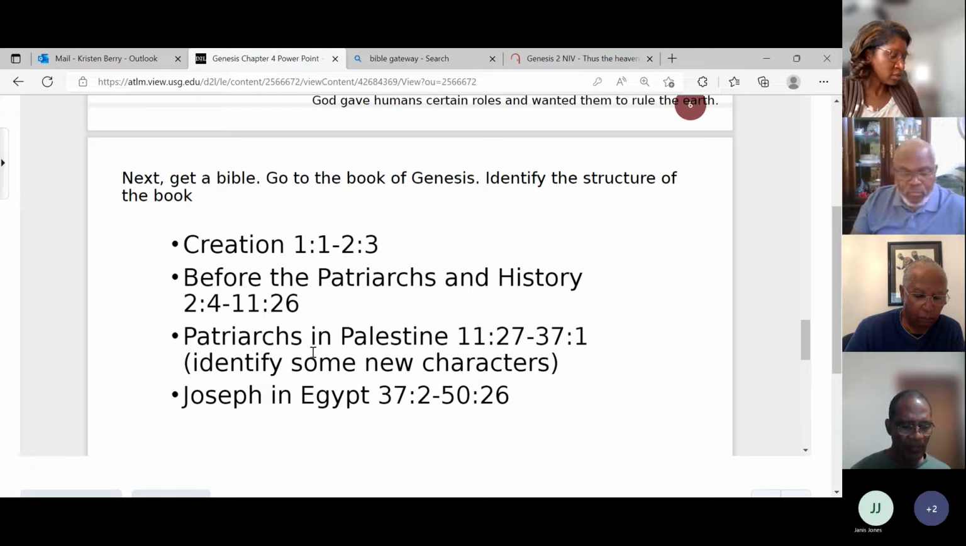And so you're going to see these stories continue with Joseph all the way down, go down to the end of the book to Genesis 50. What happens with Joseph? We're just looking for structure. What happened to Joseph at the end of chapter 50?